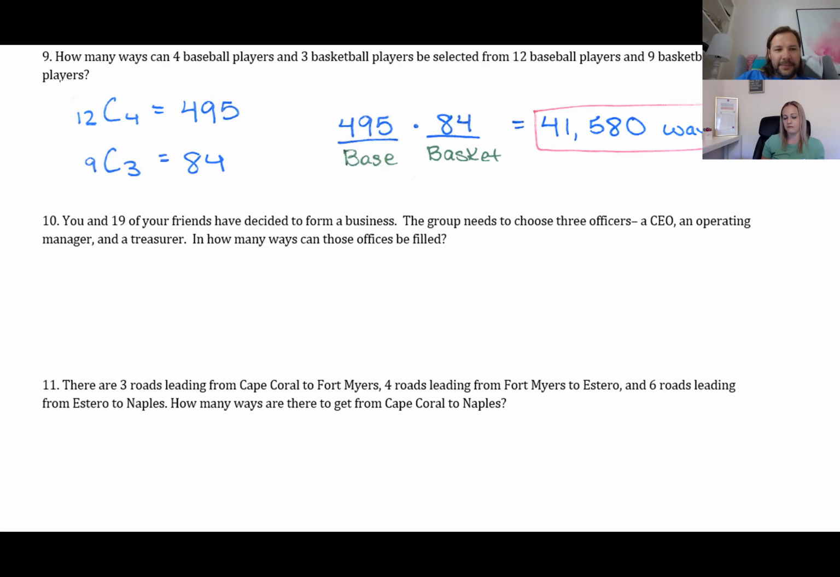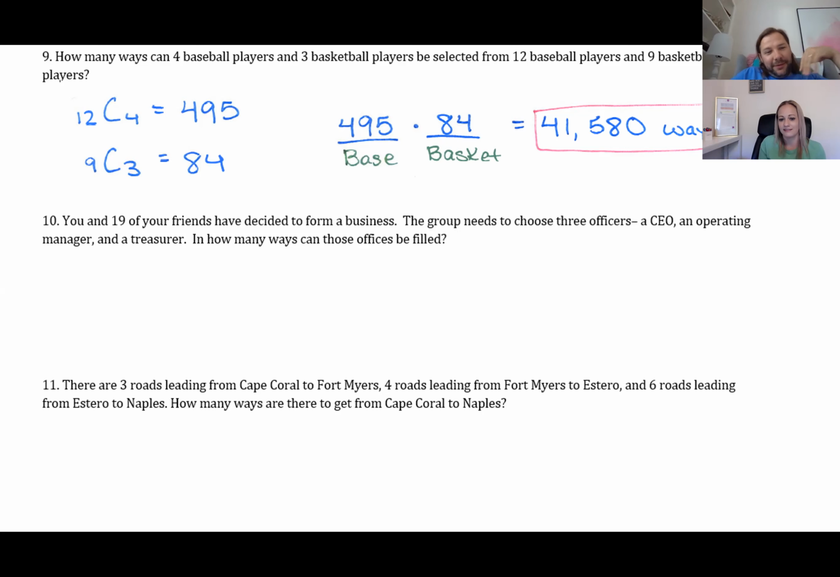Yep. Okay, you and 19 of your friends have decided to form a business. The group needs to choose 3 officers. So we have distinct roles here of a CEO, an operating manager, and a treasurer, and how many ways can those offices be filled? We're not just picking them for a committee where they all have the same role. We have distinct roles now, so this is where order is going to matter. When I did this problem in a previous semester, I did 19 P3. And a student very nicely corrected me. Can you tell why that's wrong?